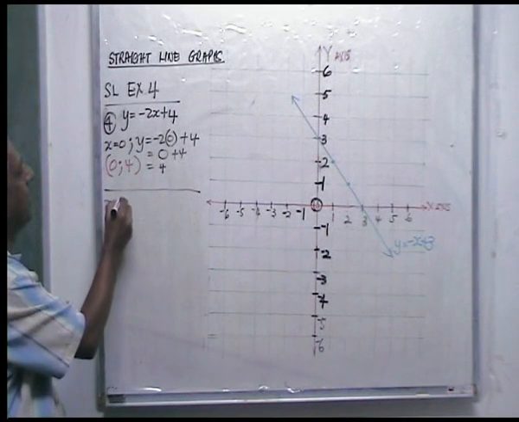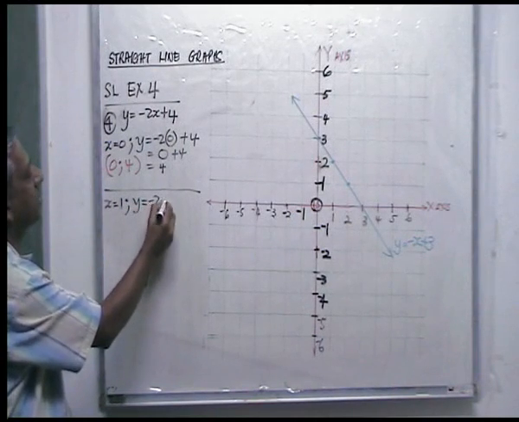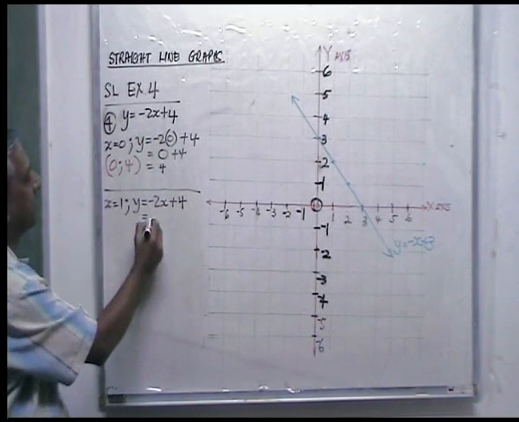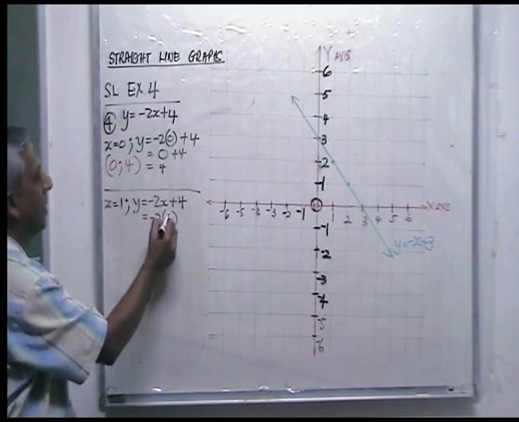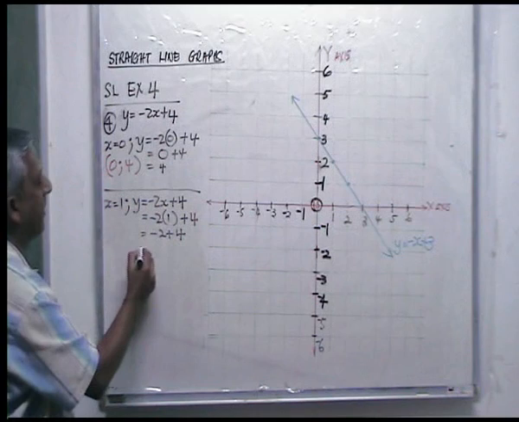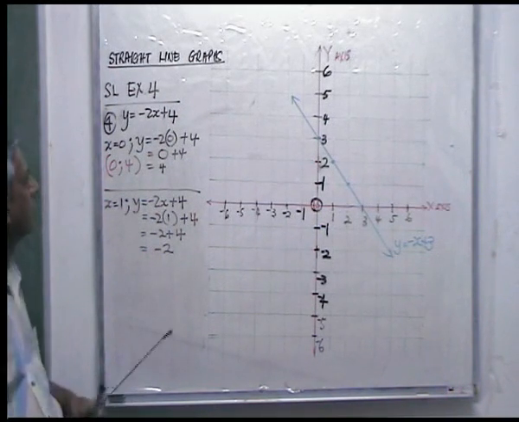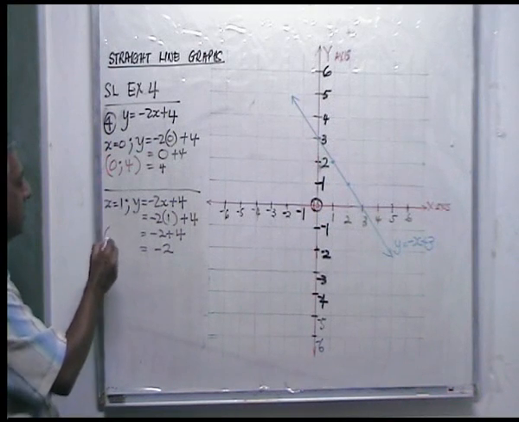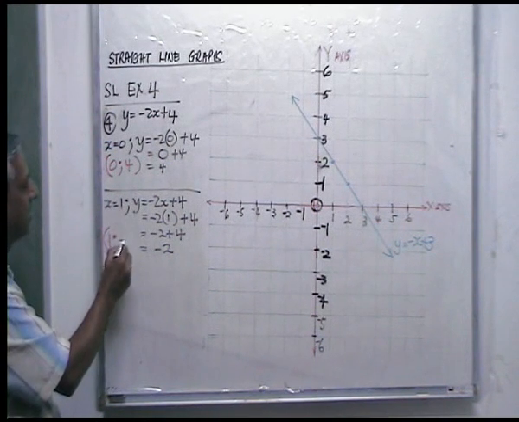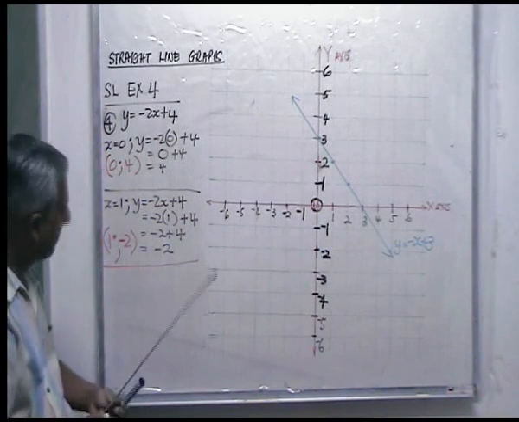If x is 1, then y is equal to minus 2x plus 4. So that's minus 2 times 1 plus 4. That's minus 2 plus 4. Minus 2 plus 4 will give you minus 2. So your second ordered pair is 1, and your y was minus 2. Let's do number 3.